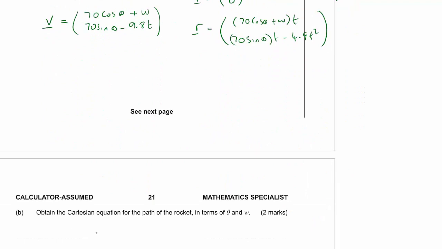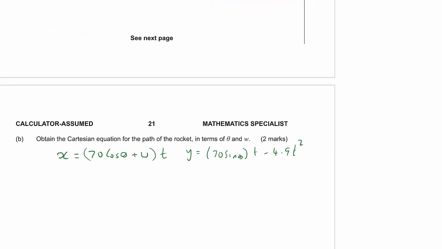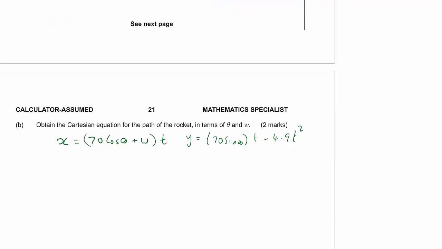So we want to obtain the Cartesian equation for the path of the rocket in terms of theta and w. Well, x is going to be 70 cos theta plus w times t, and y is going to be 70 sine theta t, take 4.9 t squared. For the Cartesian, what we need to do is get rid of t. So t is equal to x over 70 cos theta plus w.